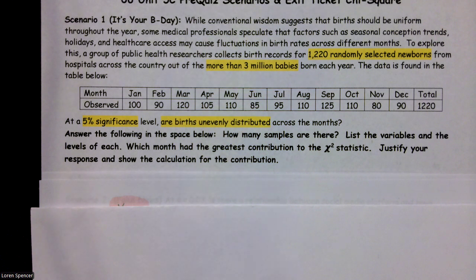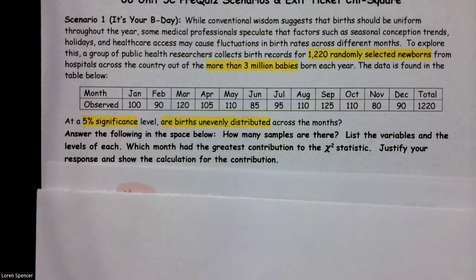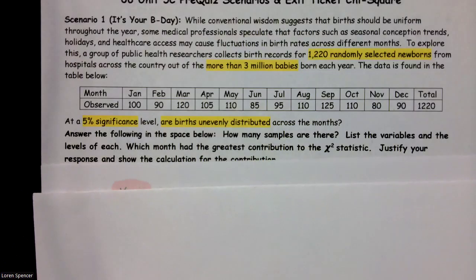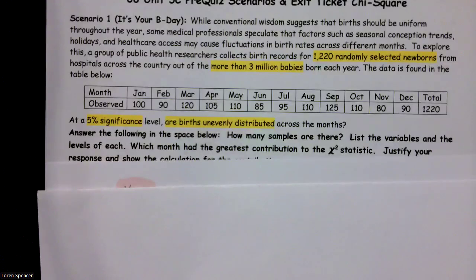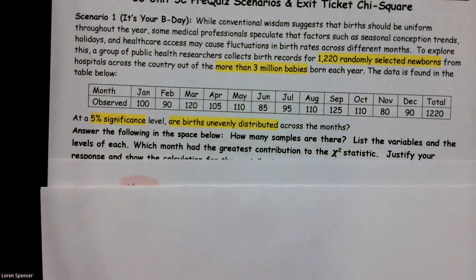So this is scenario one. It's your birthday. While conventional wisdom suggests that births should be uniform throughout the year, some medical professionals speculate that factors such as seasonal conception trends, holidays, and healthcare access may cause fluctuation in birth rates across different months. To explore this, a group of public health researchers collect birth records for 1,220 randomly selected newborns.